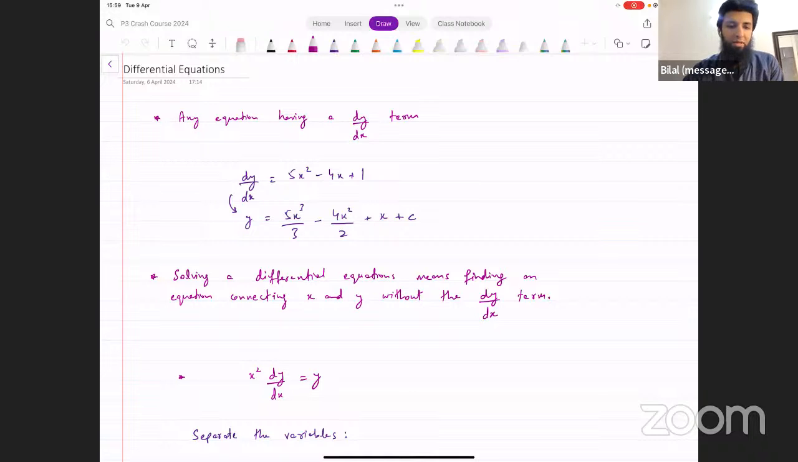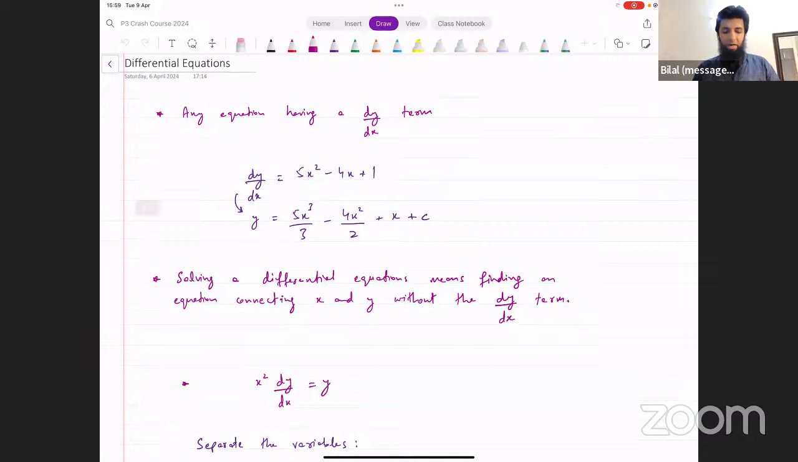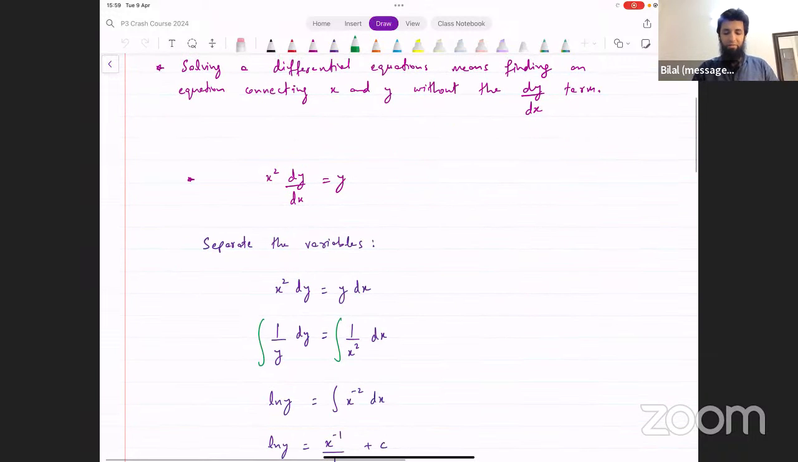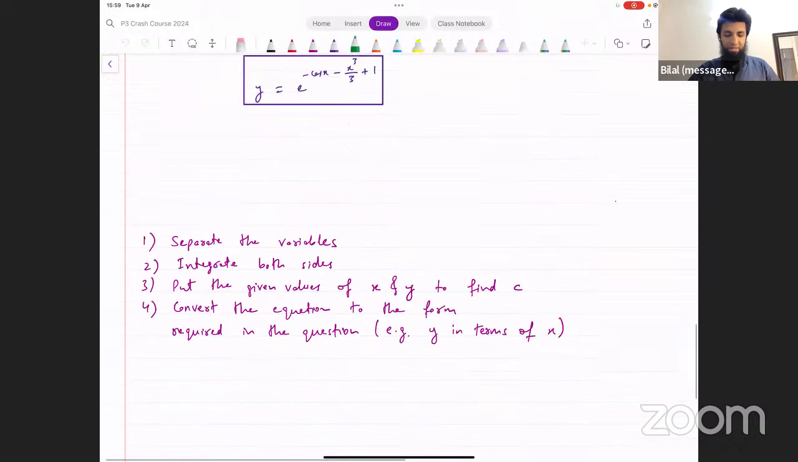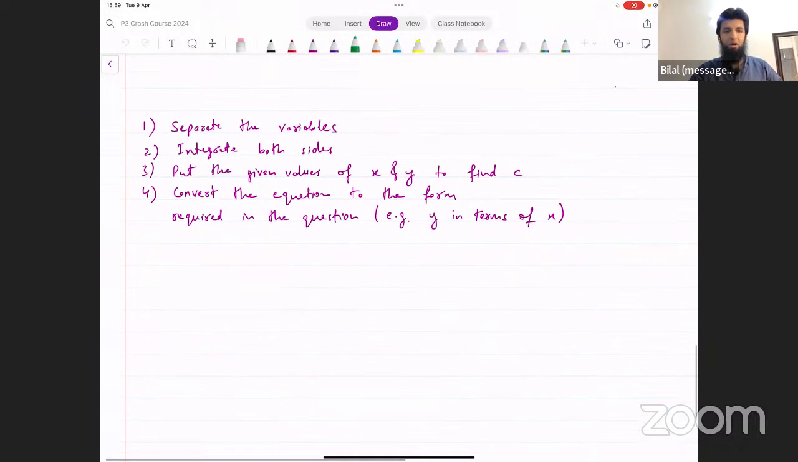Okay, everyone, let's begin then. So we were doing differential equations. We are done with most of the concepts of this topic already. We've talked about how to solve differential equations by separating variables, right? That's what we talked about. We did some examples on that. This is the process to solve differential equations.